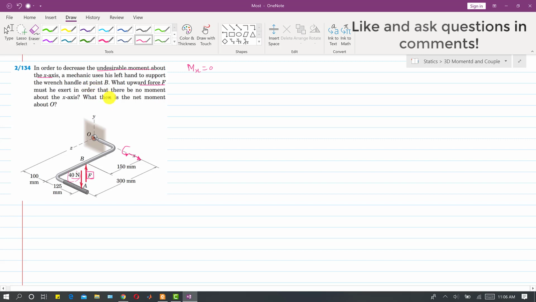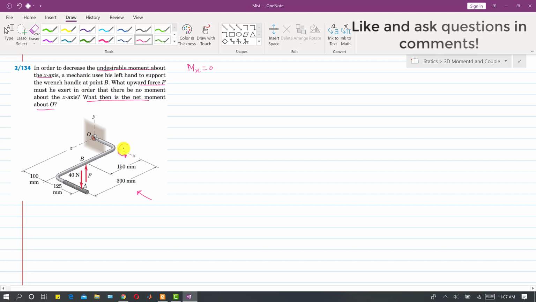We need the magnitude of this force applied by the mechanic's left hand. Then it asks what the net moment about O is. We will calculate that net moment about O. Now, if we look at these two forces from this direction, I will solve this by using the inspection method. So this 40 Newton force is producing a moment about x in this direction.